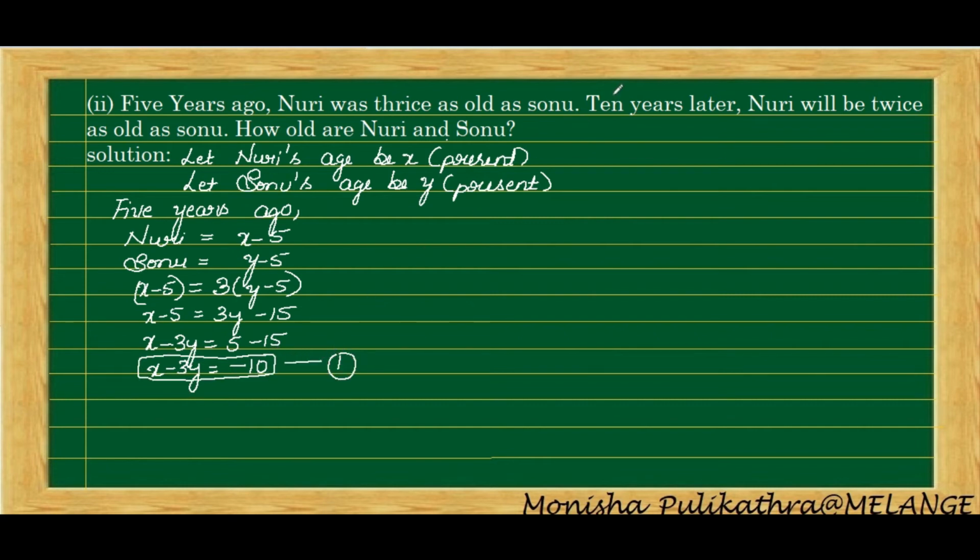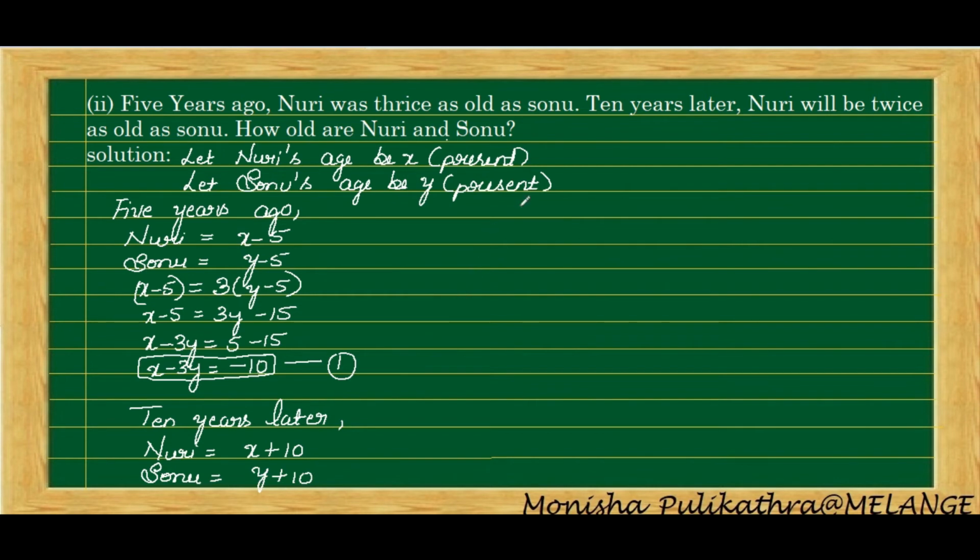Next, read out the question. 10 years later. So 10 years later means after 10 years, Noori's age will be plus 10. So present age plus 10 years. So 10 years will be added to the present age. So Sonu's age will be Y plus 10. So this is the age after 10 years.